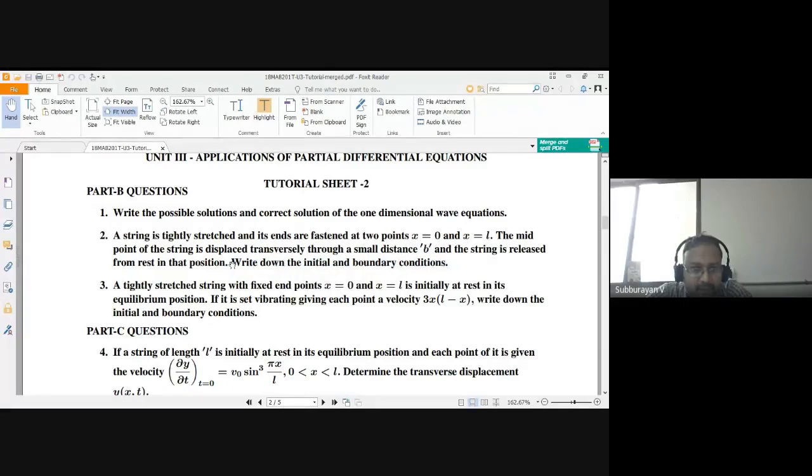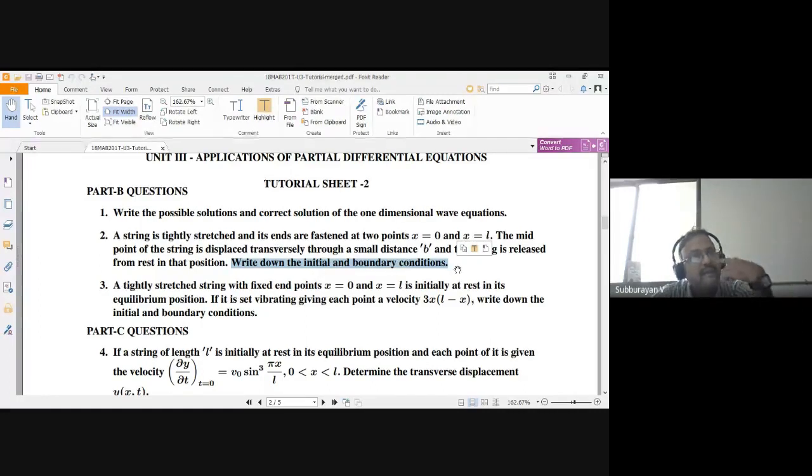Actually, people used to make a mistake here. In a 4-mark question itself, they will calculate all the... I mean, they will find out the solution. They are asking only simply what the boundary and the initial conditions are for the given problem, the given physical statement.